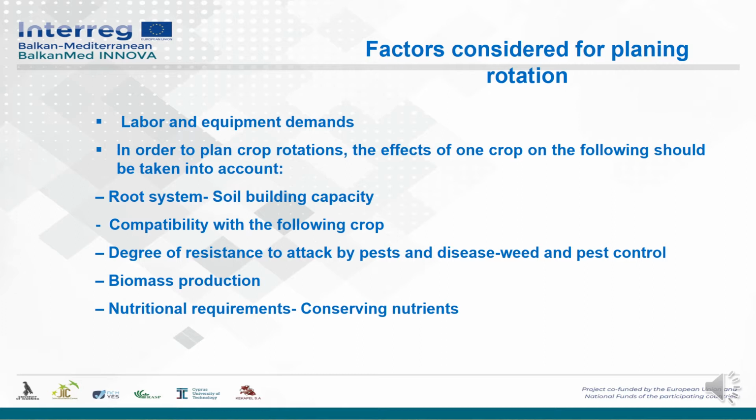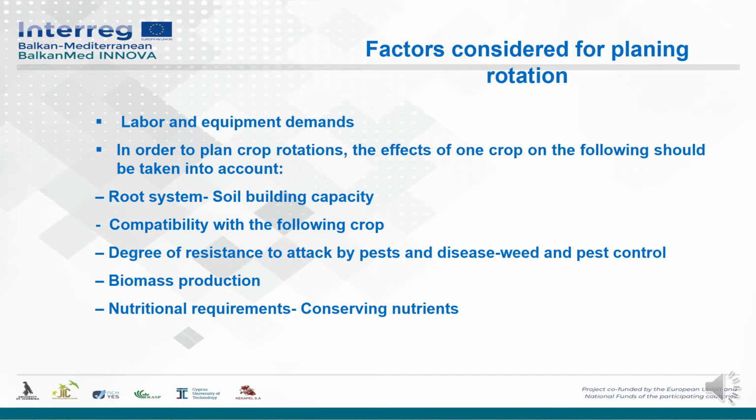Compatibility with the following crop, for example, which are the chemicals one plant that lives in one soil can leave that can influence or not the other plant that will come in the consecutive order. We consider the degree of resistance to being attacked by pests, and which is the impact in the rotation plan of one specific plant on disease, weed, and pest control or pest management, which is the biomass production.